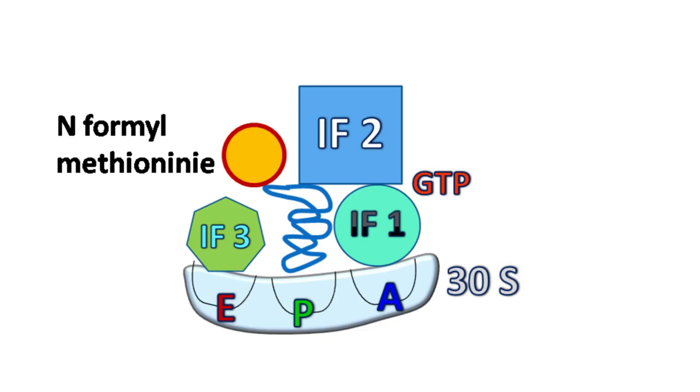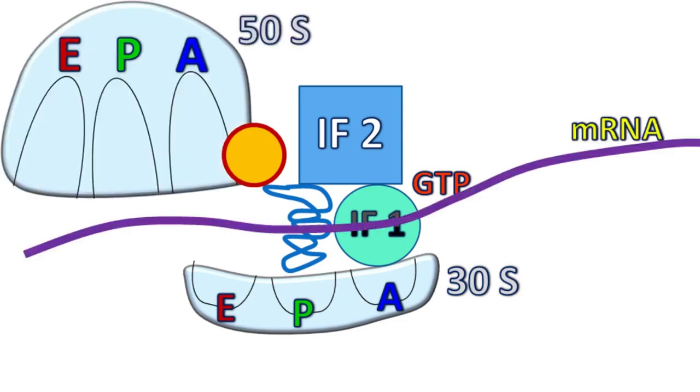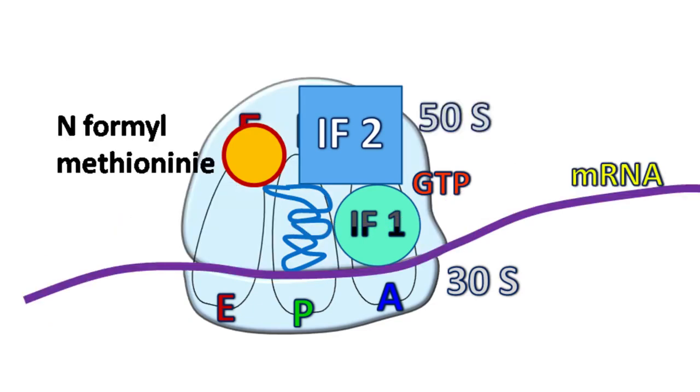The binding of IF2 along with N-formylmethionine charged tRNA to the P site causes IF3 to release from the E site. Next, as IF3 is released, the 50S subunit along with the mRNA binds to the 30S subunit.